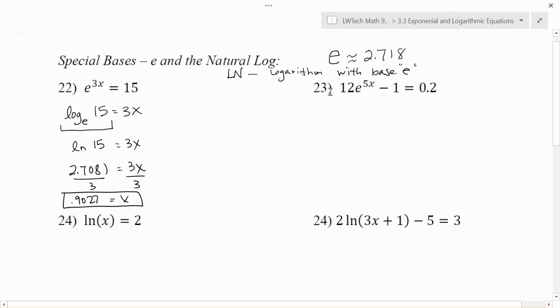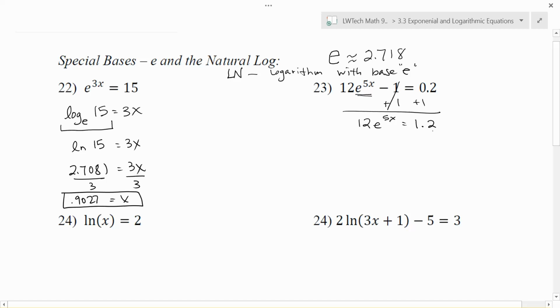All right, let's take a look at 23 here. Here again, I have x in the exponent, so I'm going to need to switch to log form. Before I can switch to log form, I need just the base and the power to be by itself. So in this particular case, I'm going to need to get rid of the -1 that's here and the 12 that's over here. We do reverse order of operations, weakest link first. The -1 we're going to have to get rid of by adding 1 to each side. That's going to cross out and leave me with 12 e to the 5x is equal to 1.2.